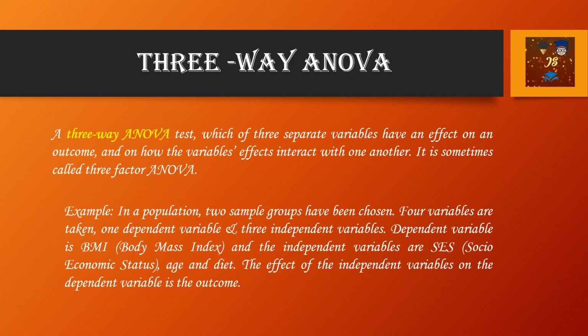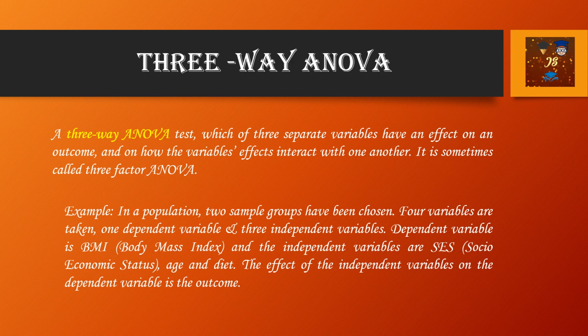And the independent variables are SES, already taken in the one-way ANOVA, age, already included in the two-way ANOVA, and the third one included here is diet. The effect of the independent variables on the dependent variable is the outcome. That means how the dependent variable, that is the body mass index, is altered under the influence of socioeconomic status, age and diet in the two sample groups or more than two sample groups. So this is the three-way ANOVA.